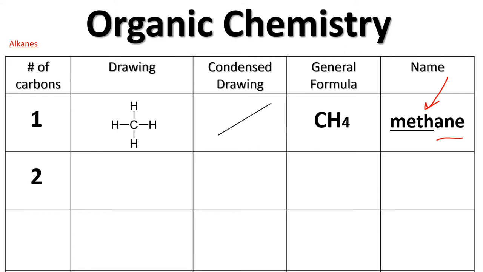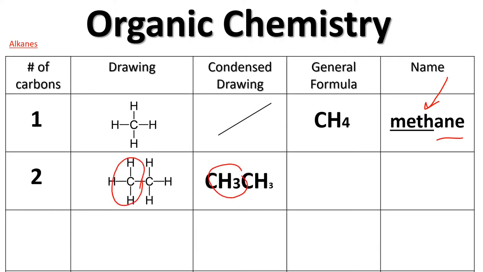If we're looking at the next one, it's got 2 carbons. What I like to do is draw those 2 carbons, bond them together, and then go about adding my hydrogens in. When we condense, it looks a little something like this. So this CH3 would represent those carbons and hydrogens, and then this CH3 would represent those carbon and hydrogens. And we can just condense it all together to give us our C2H6 formula, which is now called ethane. So we drop the M, so eth means 2 carbons.